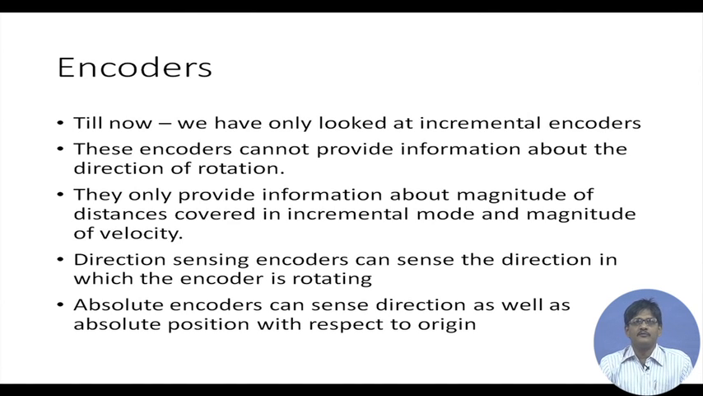So, in order to solve this problem, there are encoders available called direction sensing encoders. They can sense the direction, but of course, the way in which this is done slightly differs from incremental encoders. We will have a look at that. And there are absolute encoders as well, which can sense direction as well as absolute position with respect to some origin. So, let us have a quick look at these devices.